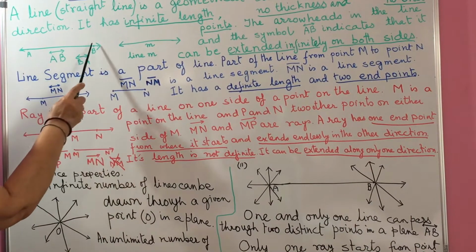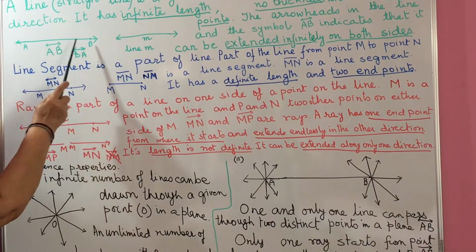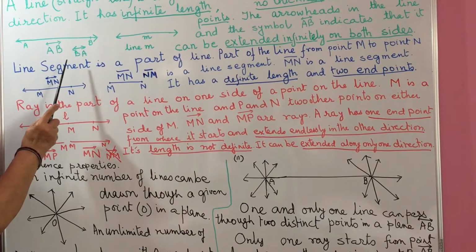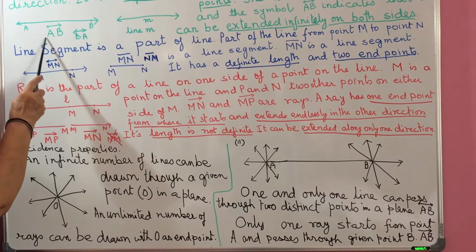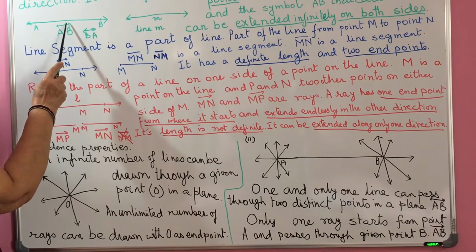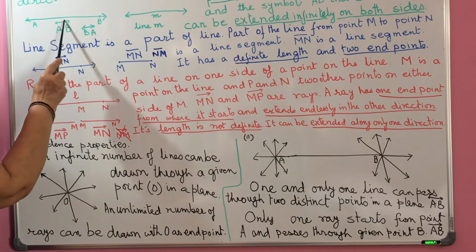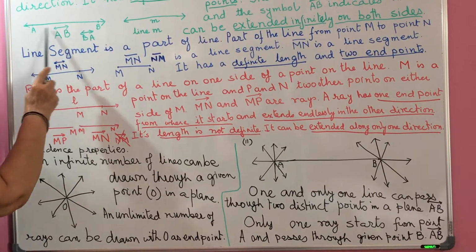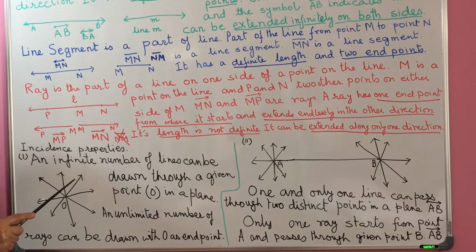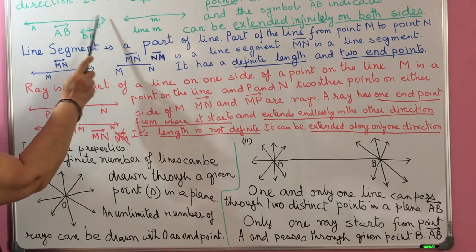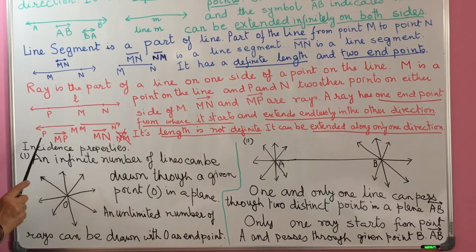It has two arrowheads on the sides. I marked 2 points A and B near the arrowheads. Now the symbol for line is AB with two arrowheads on the small line above it. Now these arrowheads indicate that a line can be extended in both directions, that is towards A or towards B.